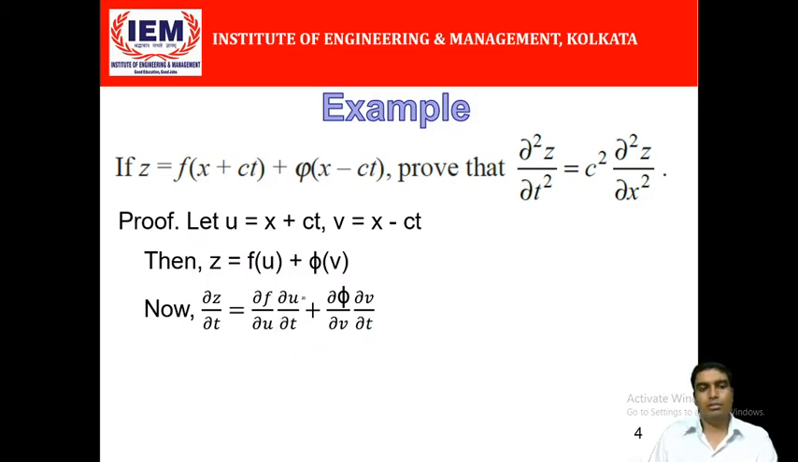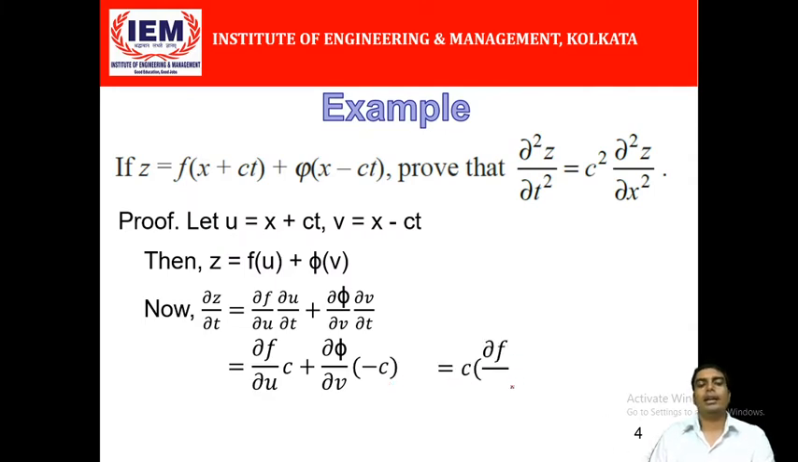So I know what del u del t is, right? Del u del t basically will be c, because x is a constant with respect to the partial derivative in t, so that term will be gone and only c will be there. Similarly del v del t, negative c will be there, because that term will be 0 and t will give 1. So this will be del f del u into c plus del phi del v into negative of c. So I can take c common.